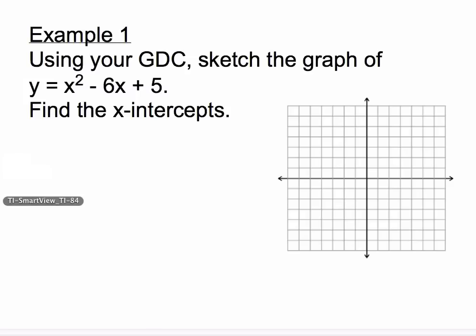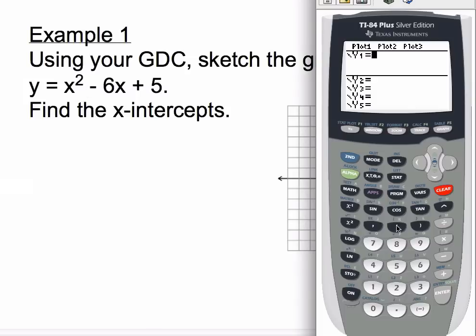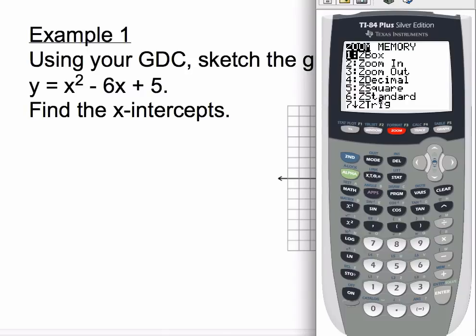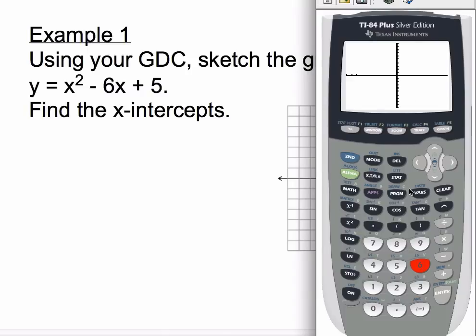So I'm going to open up my graphing calculator and I'm going to type in this function right here, x squared minus 6x plus 5. Okay, then I'm going to go to graph. Now if your graph doesn't look like this, you have to go to zoom and press 6 for zoom standard. That always brings you back to the regular window setting of -10 to 10 and -10 to 10. Okay, so that's what our parabola looks like.